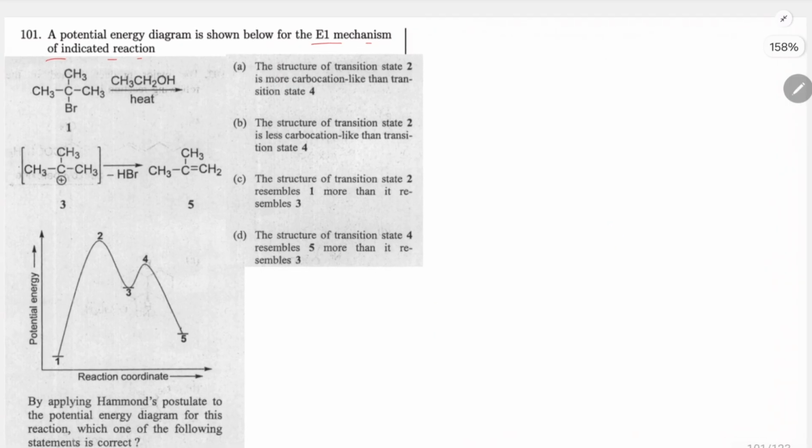Now, by applying the Hammond postulate to the potential energy diagram for this reaction, which one of the following statements is correct? I will determine which statement is correct. Structure of the transition state 2 is more carbocation-like than the transition state 4. So, let's see what the Hammond postulate is.